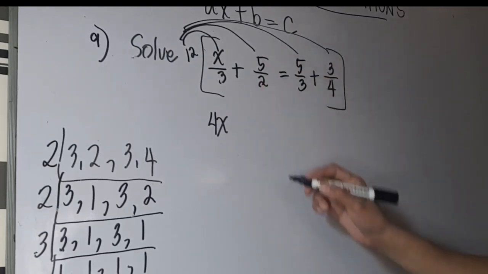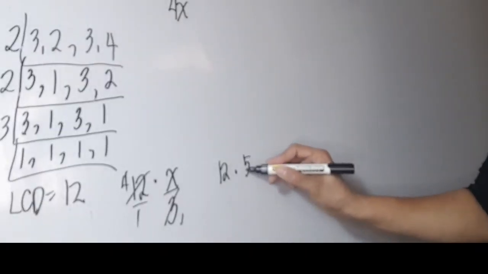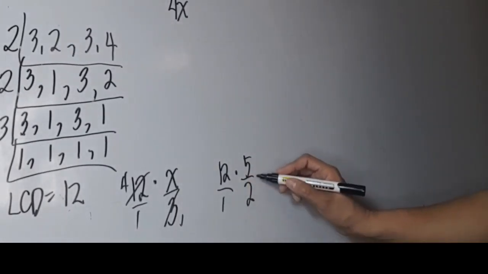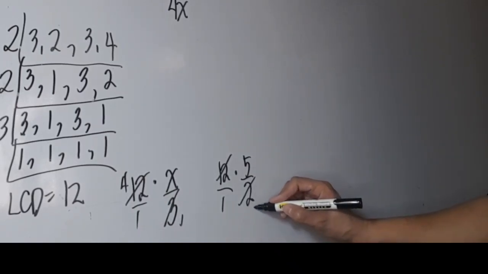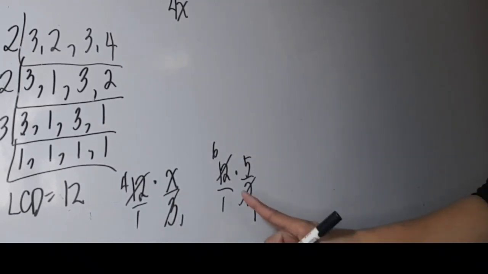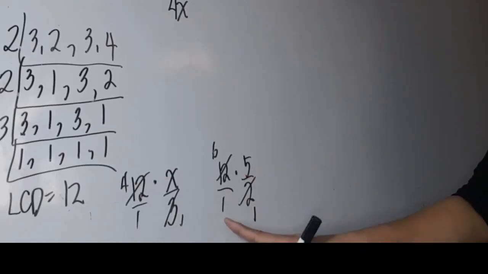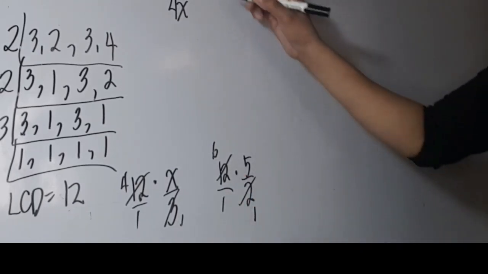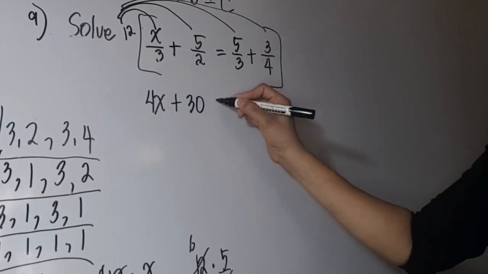Then, the next one is 5 over 2. So, let's multiply it by 12. Okay? So, yung 12 and 2, ang GCF ay 2. So, 2 divided by 2 is 1. 12 divided by 2 is 6. So, 6 times 5 is 30. Over 1 times 1 is 1. So, this is 30. Okay?